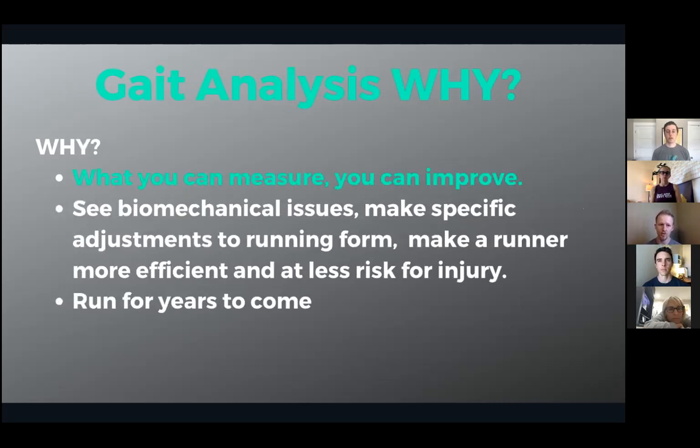Why should we do running gait analysis? Ultimately, what you can measure, you can improve upon. As Chris mentioned, if you can't see something, then you're not going to be able to improve upon it. So this is where we look for biomechanical issues and then make adjustments, to make you more efficient and put you at less risk for injury, because ultimately we want to run for years to come. Our premise is that if you can correct little things that might make an impact later, you can then run for longer with less injury.